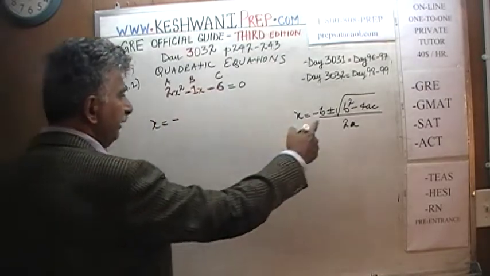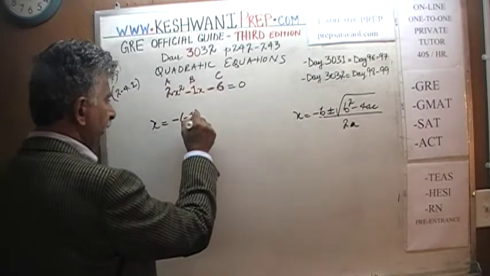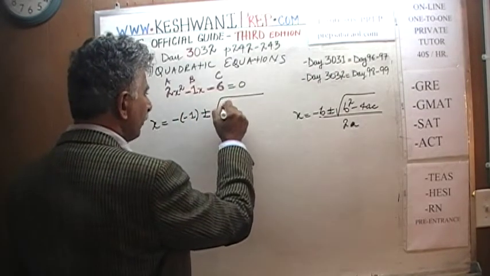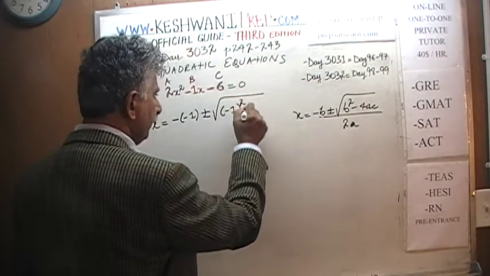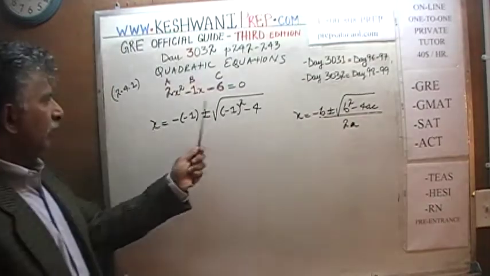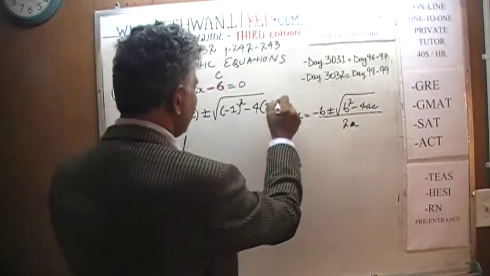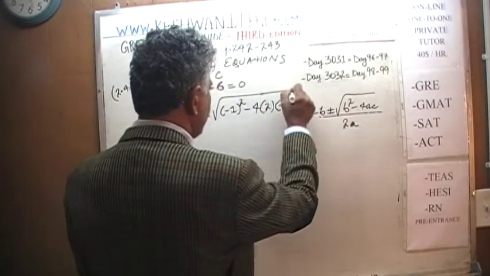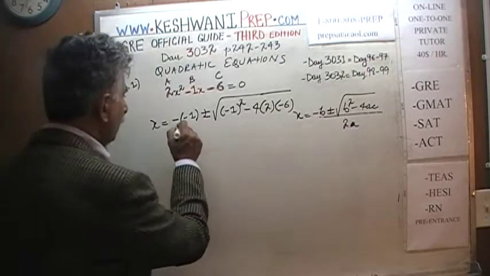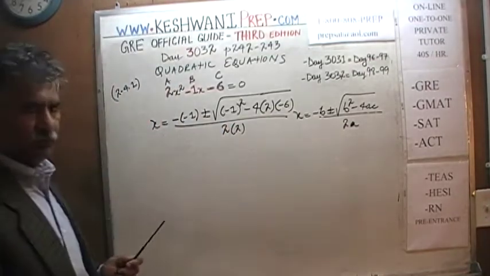x equals minus b, and b itself is negative 1, so it's minus of negative 1, plus or minus square root of b squared, which is negative 1 squared, minus 4 times a times c. 4 times a, which is 2, times c, which is negative 6. We have to keep track of all of that, and we have to keep track of the signs, otherwise things are not going to work out. Over 2 times a, 2 times 2. 2 times a is 2.